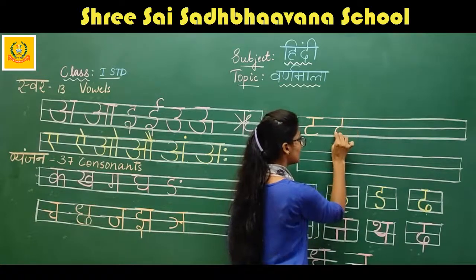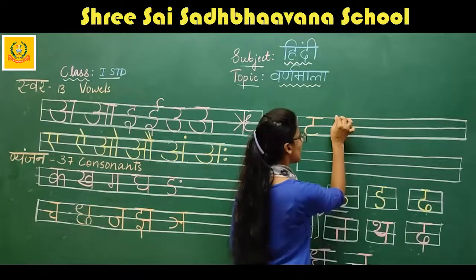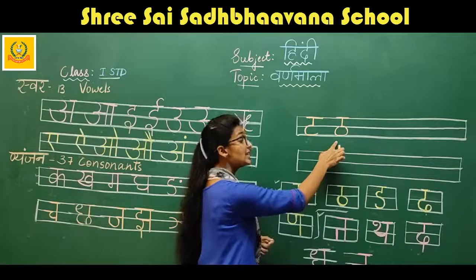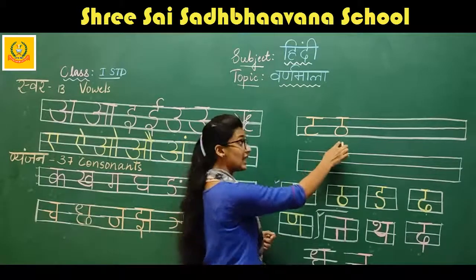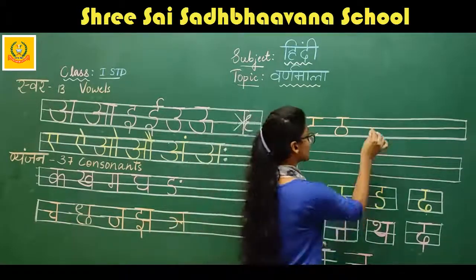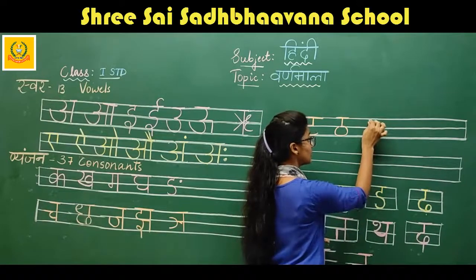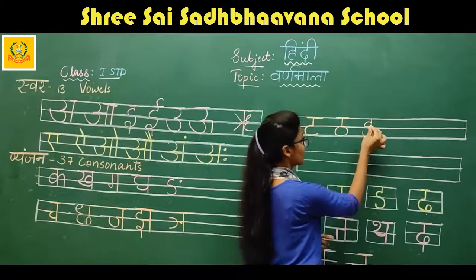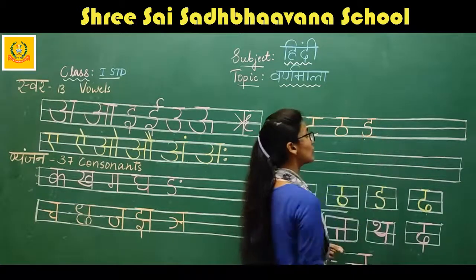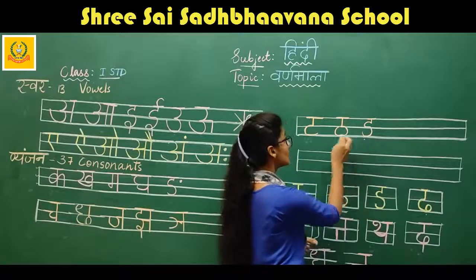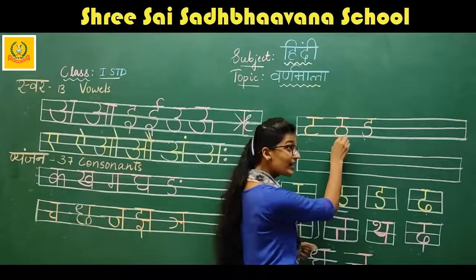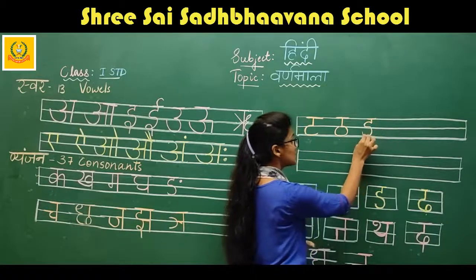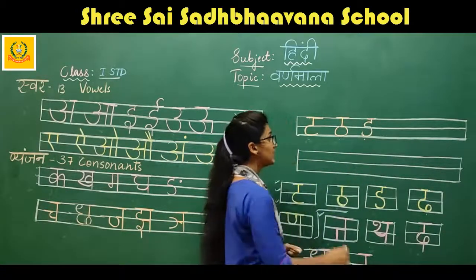One standing line, one zero, and one sleeping line. Tha. This is thela. Next, da. One standing line, one curve, reverse the curve. This is da. What is this? Da. Next, dha. Standing line, C, reverse the C, and one sleeping line.